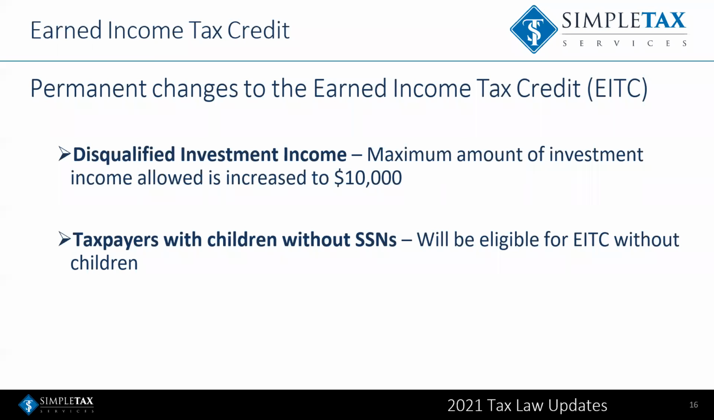Okay, so there's been a couple of permanent changes to EIC. One is the maximum amount of investment income is increased to $10,000. It used to be $3,600, I believe. And the second is taxpayers who have children without SSNs are now eligible to claim EITC for taxpayers without dependents. And I'll explain that a little bit more when we get to this next page.